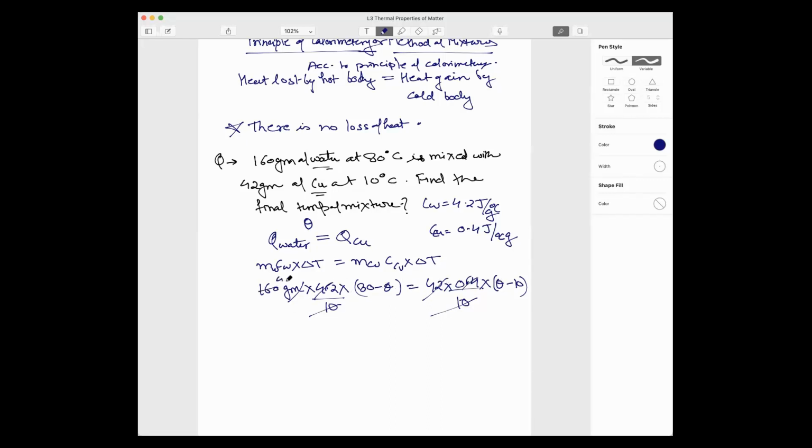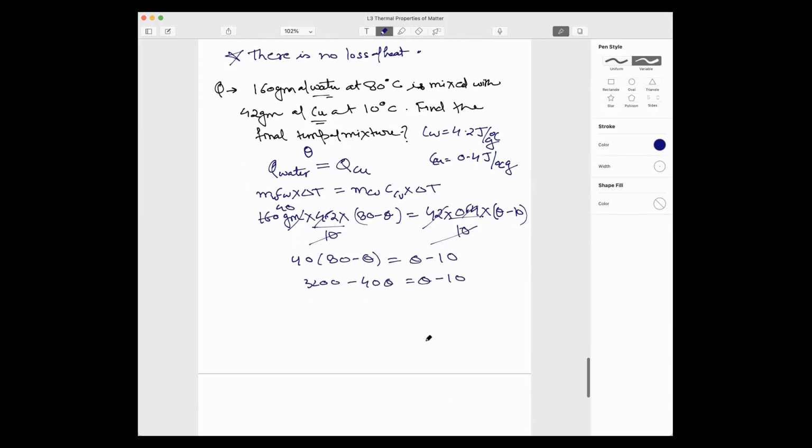So it comes out to be 40 into 80 minus theta is equal to theta minus 10. 3200 minus 40 theta is equal to theta minus 10. So that is 41 theta is equal to 3190. We can calculate 3190 divided by 41. So this is the final answer in degree centigrade.